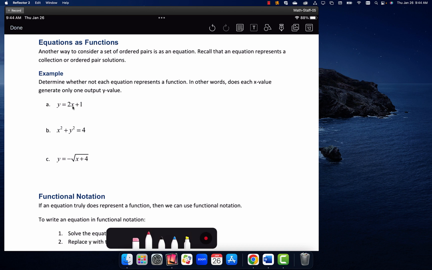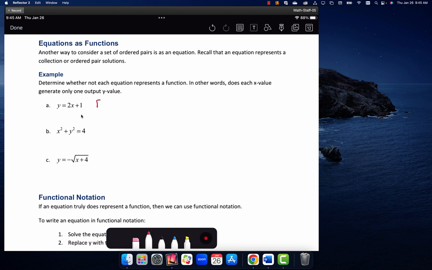For example, if you plug in 0, 2 times 0 is 0 plus 1 is 1. If you plug in 0, you're only going to get 1. If you plug in 2 for x, you get 5 back. No matter what you plug in for x, you're only going to get a single y value back. That means this is a function.